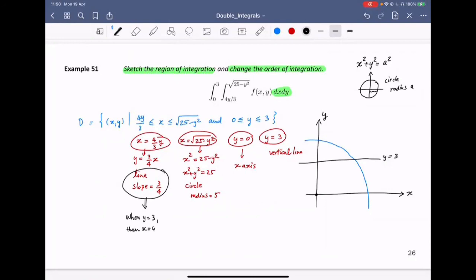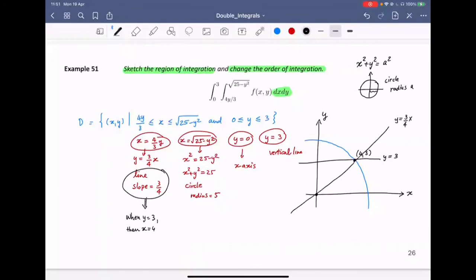Because if y equals 3, you plug back into the equation, so you're going to get x equals 4, which means this point is x equals 4, y equals 3. Well, the scale is not proper because I don't use a ruler. I just sketch it. This is 4 and 3. So this is going to be your line, the line y equals 3/4 x. Make sense?